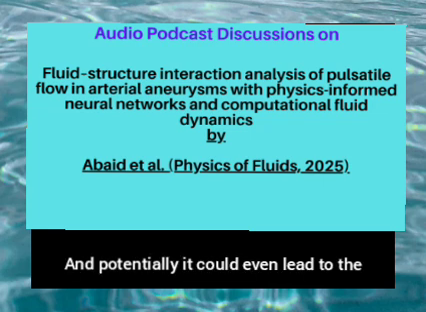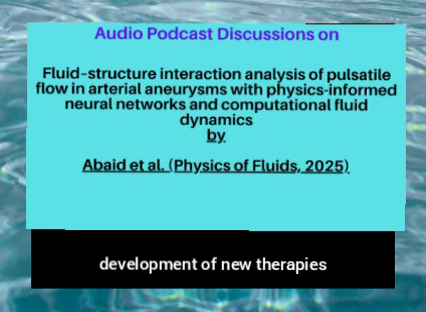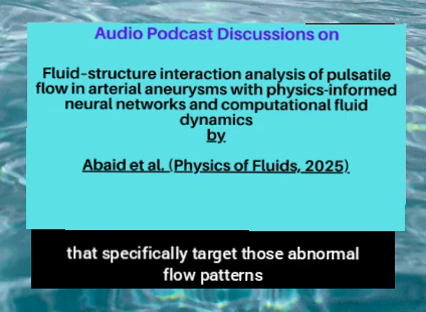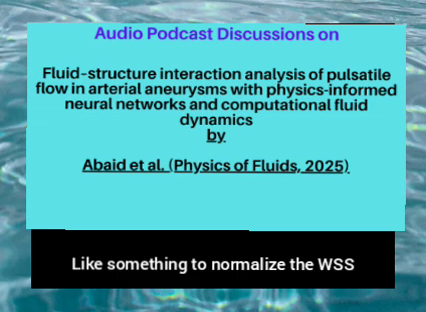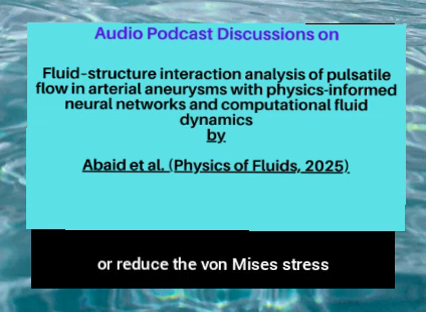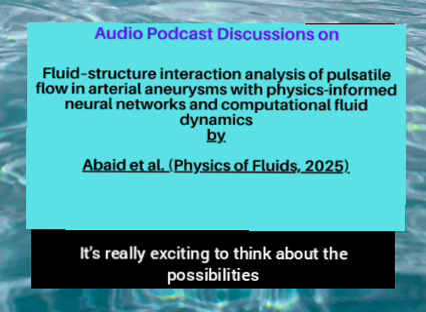Exactly. And potentially it could even lead to the development of new therapies that specifically target those abnormal flow patterns. Oh, that would be amazing. Like something to normalize the WSS or reduce the von Mises stress. Exactly. It's really exciting to think about the possibilities.